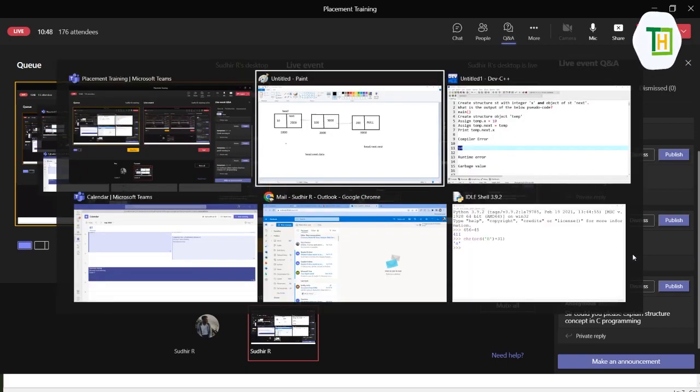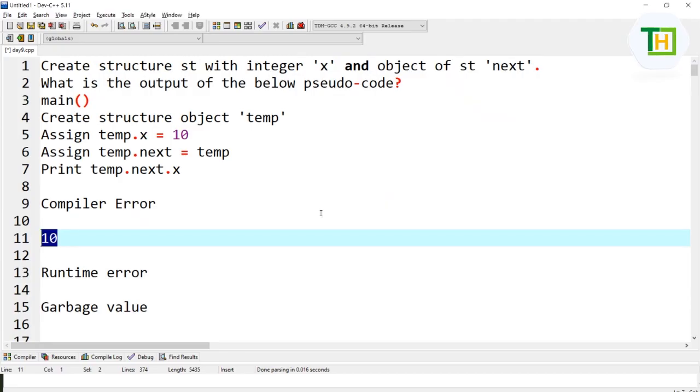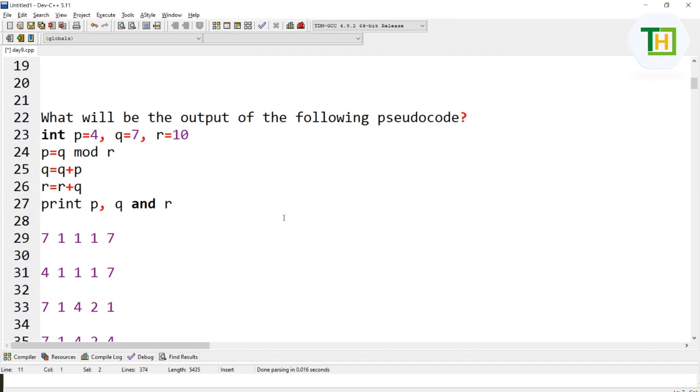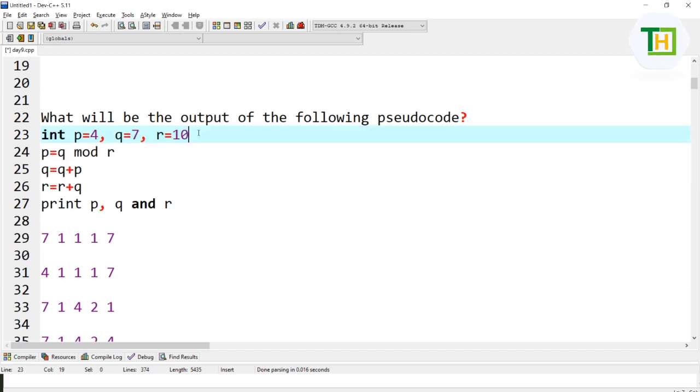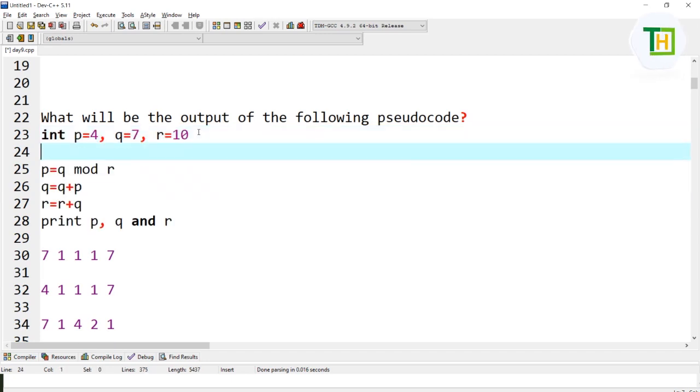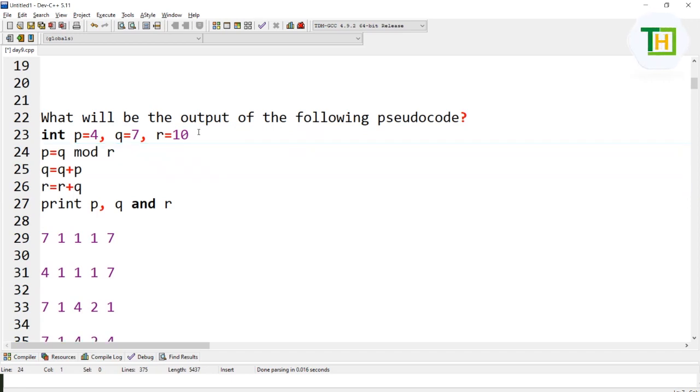I already explained the structure concept in the previous class. What is the output of the following pseudocode? P is equal to 4, Q is equal to 7, and R is equal to 10. Coming to this position, P is equal to Q mod R. What is Q? Q is 7, so 7 mod R.